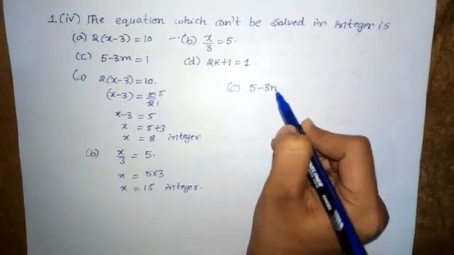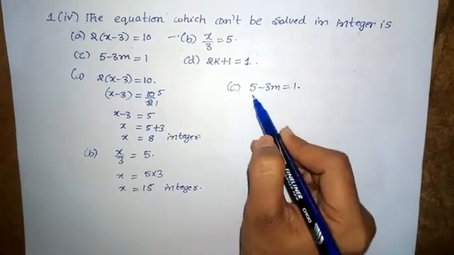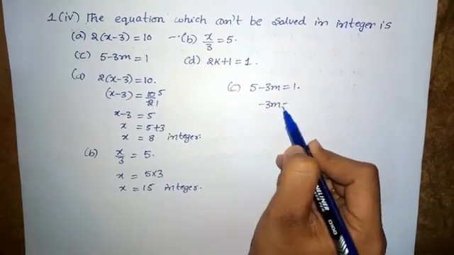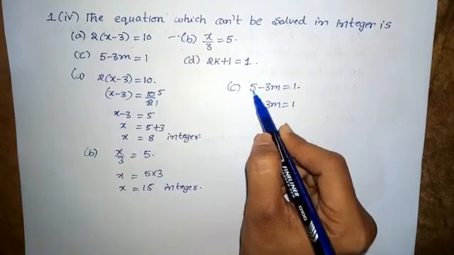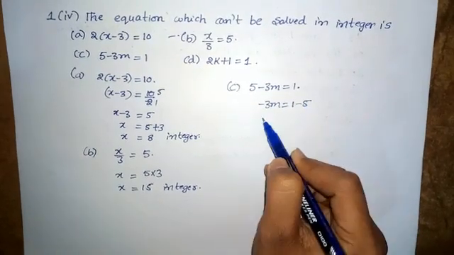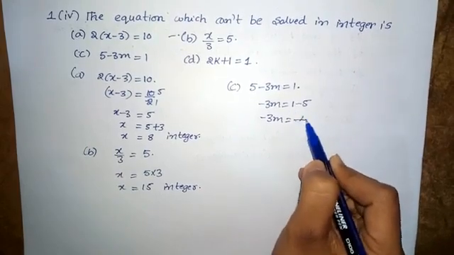5 minus 3m is equal to 1. Find the m value. First eliminate 5. So minus 3m is equal to 1, plus 5 moves to the right side as minus 5. 1 minus 5. So minus 3m is equal to 1 minus 5, which becomes minus 4.